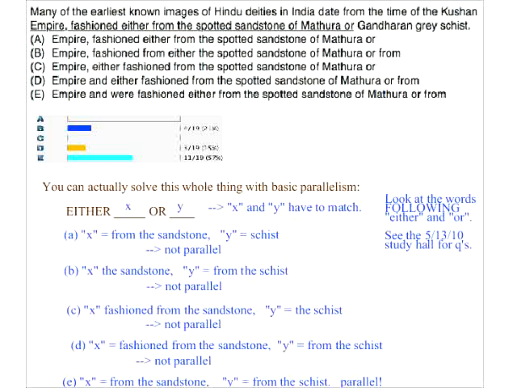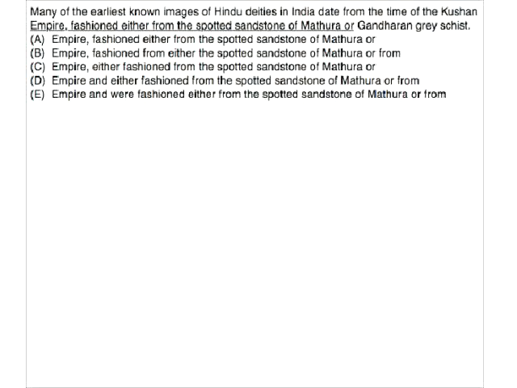Let's do that. So notice in 3 of these choices, you've got a modifier, comma, "fashioned," and in the other 2 choices, you have "and." So the question is, which one of these do I want? Should I have a modifier, or should I have "and"? Well, here are the 2 ideas.